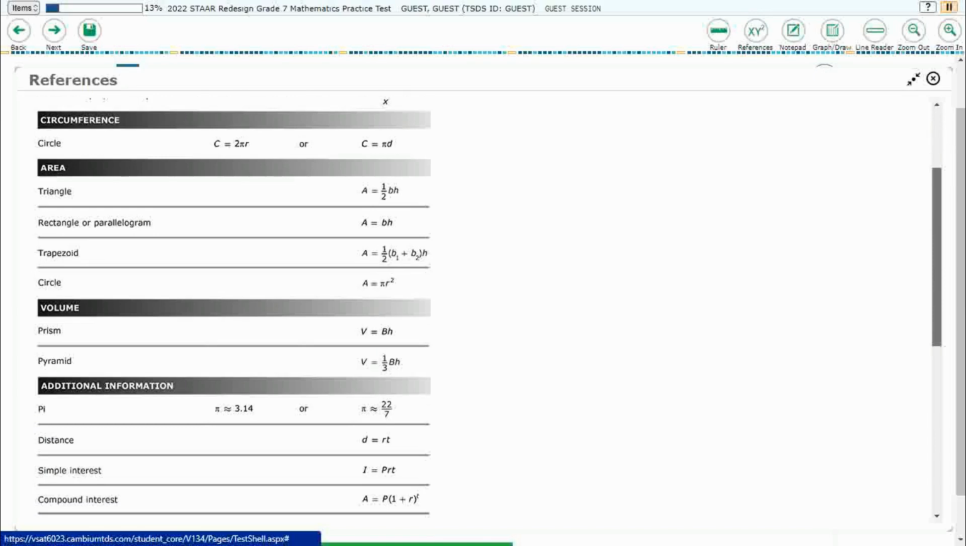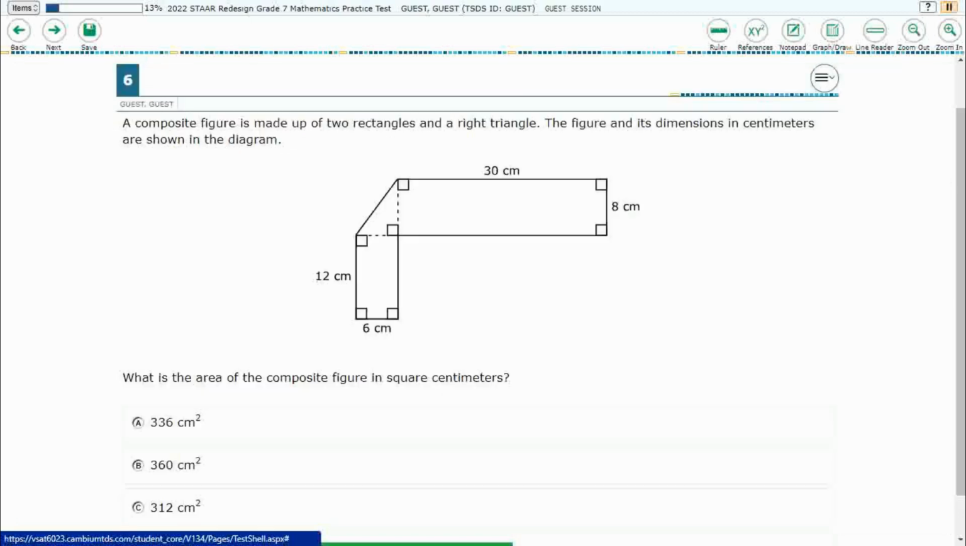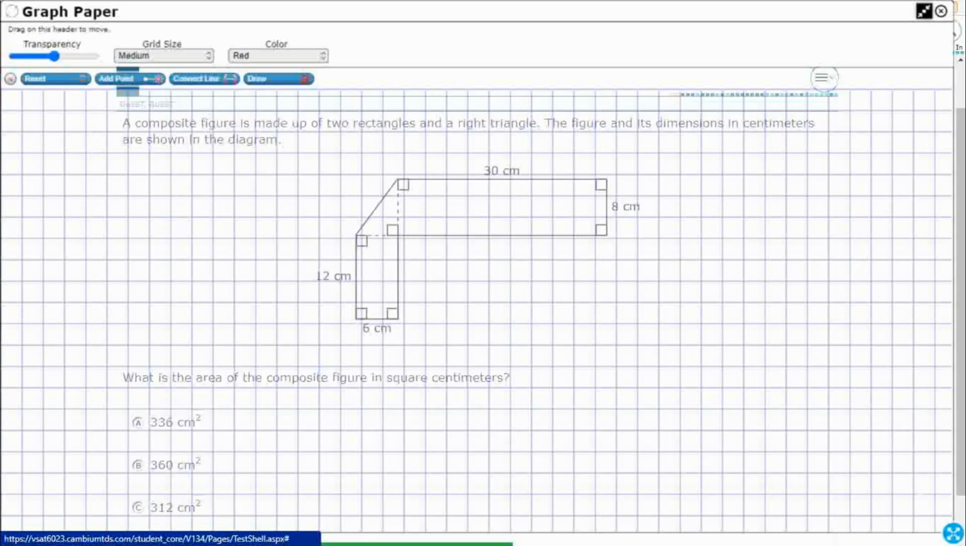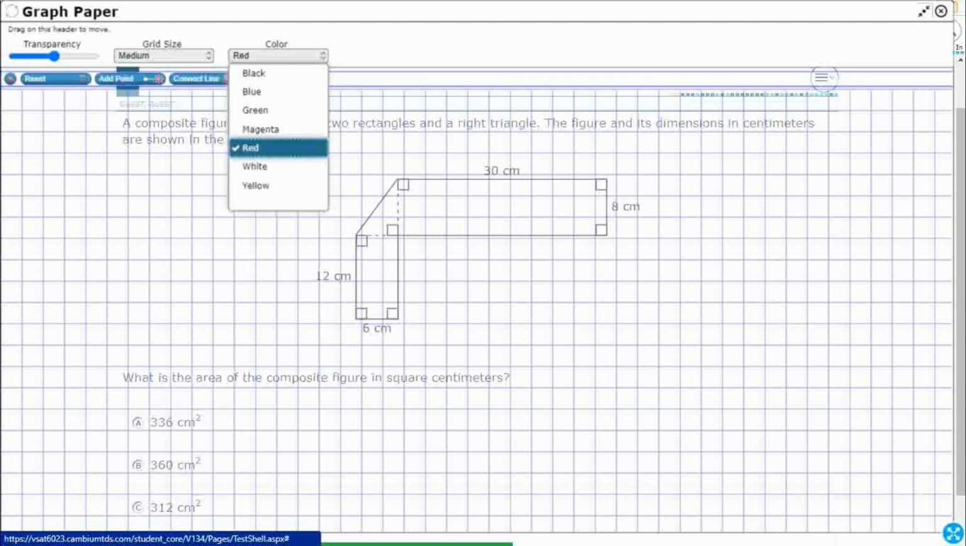So the triangle is going to be 1/2 base times height, and then my rectangle is going to be base times height. It's always easy to remember that the triangle is half of a rectangle, because you can take any rectangle, any quadrilateral for that matter, and turn it into two equal triangles. So you just cut it in half and you're good to go.